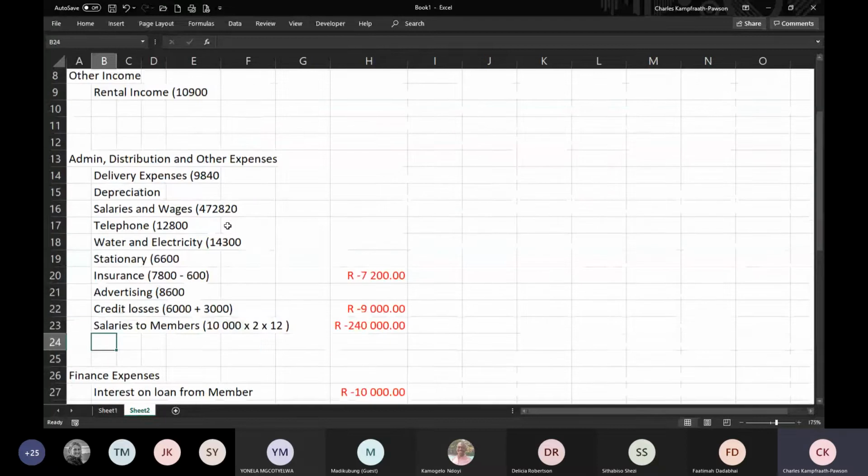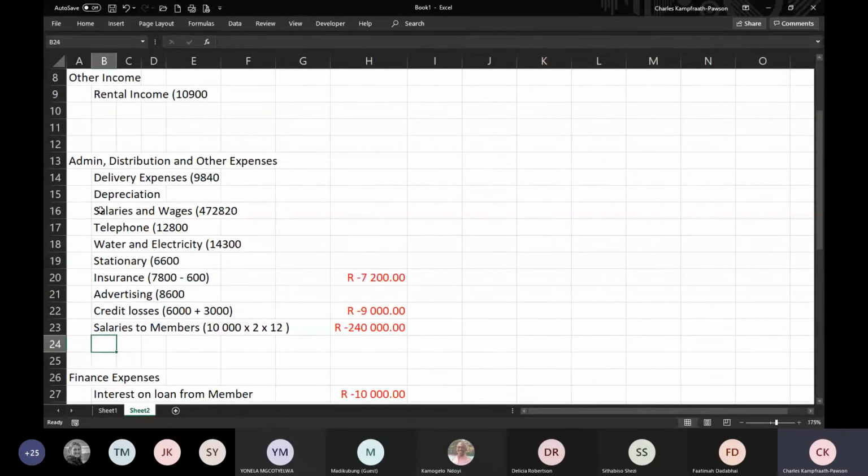What must we do now with salaries and wages? We must say minus 240. So we exclude it there and we include it separately. 472, 820. Do you guys see how important it is to understand the layout of your financial statements? Because if you didn't know that, there was nothing to understand there.